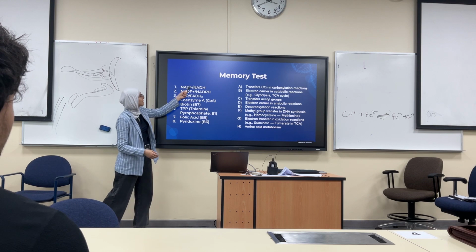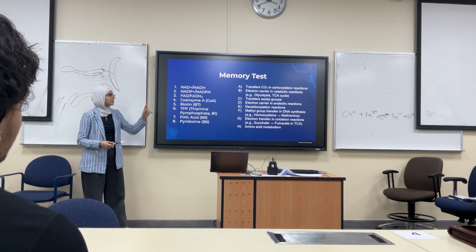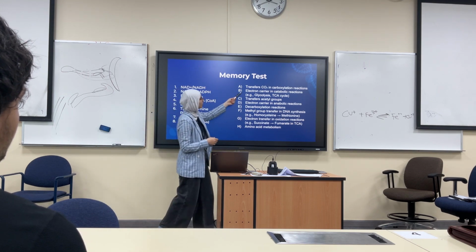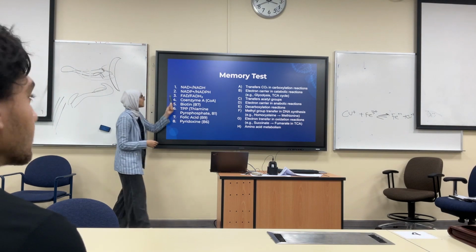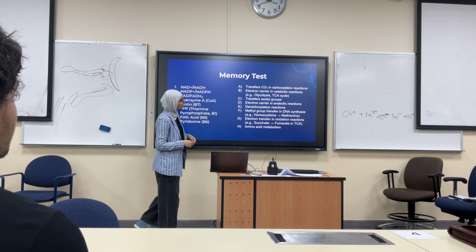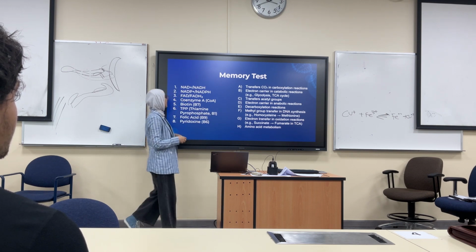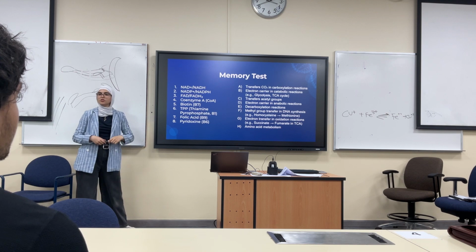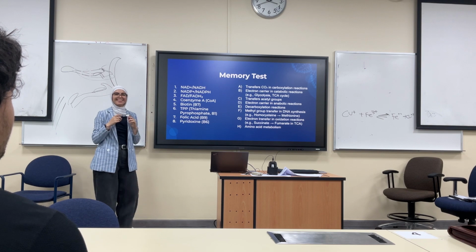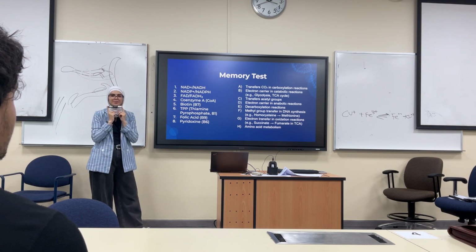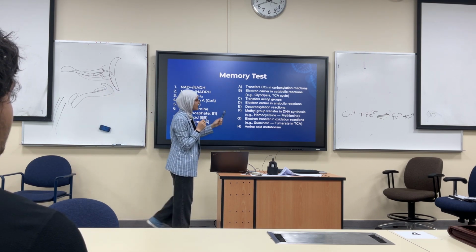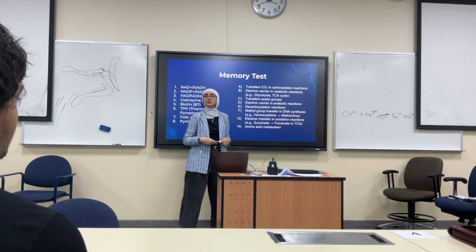NAD plus and NADH. Which one of these? B. Electron carrier in catabolic reactions. Correct. NADP plus and NADPH. B. You girls, you tell me. Where do we use them? G. Electron transfer in oxidation reactions. They're used in redox reactions.